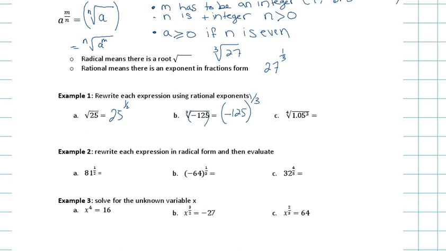If it was like this, then you would write it as negative 125 to the power of 1/3. Okay? Because the negative is outside that root. In this case, the negative is under the root, so it has to be in the bracket under the exponent.